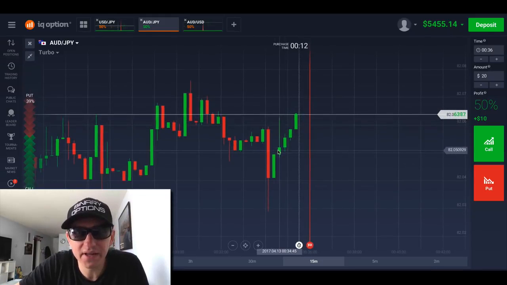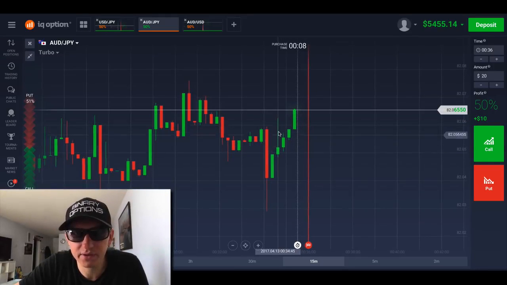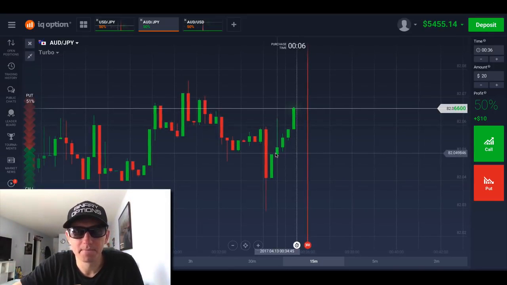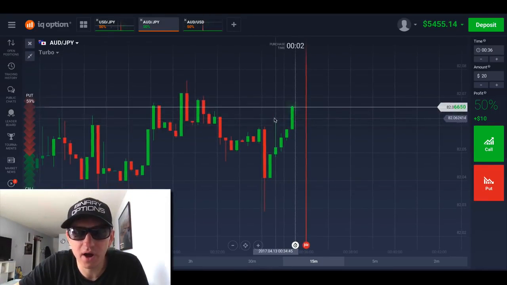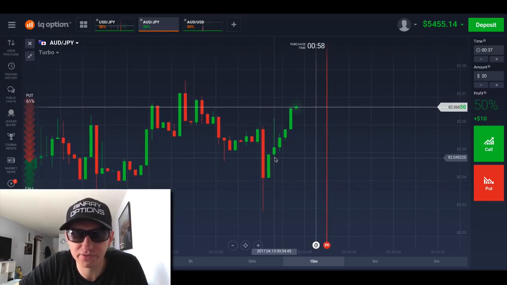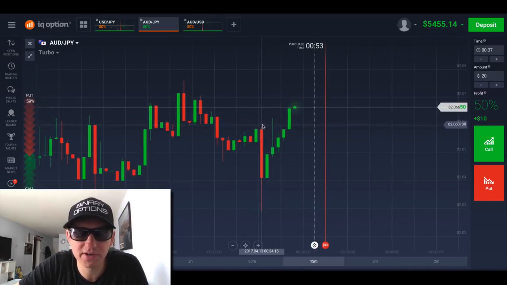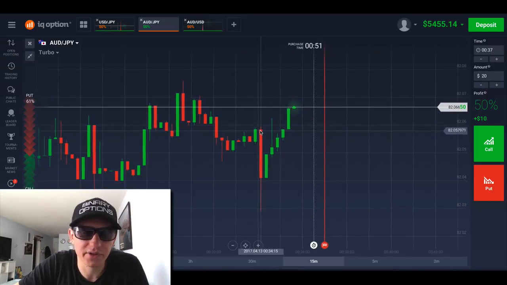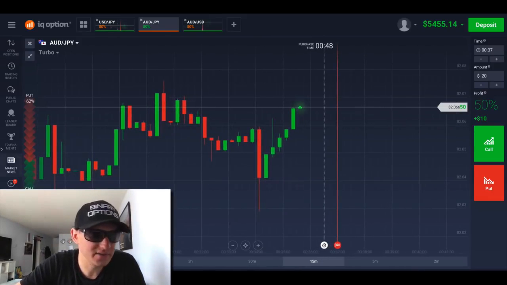So these thin lines mean that during this minute there was a fluctuation of the price, and this was the highest price during this minute. This was the lowest price during this minute. The same with the red candles: the lowest price, the highest price, the opening price, and the closing price.